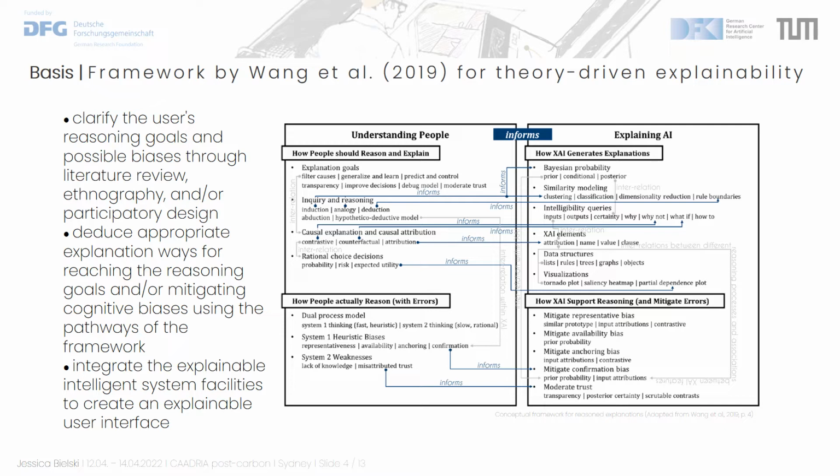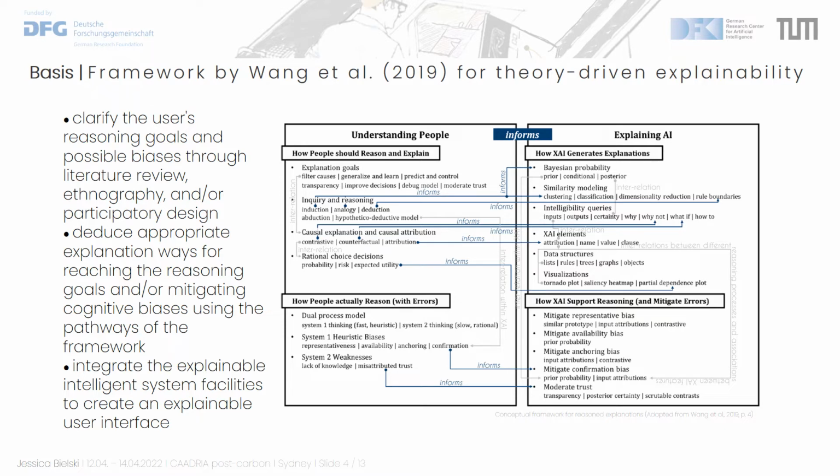Then also deduce the appropriate explanation ways for reaching the reasoning goals and or mitigating cognitive biases using the pathways of the framework, so the blue lines that says informs. And finally, integrating the explainable intelligent system facilities to create an explainable user interface. The findings of this theoretical review are discussed in another paper in detail.